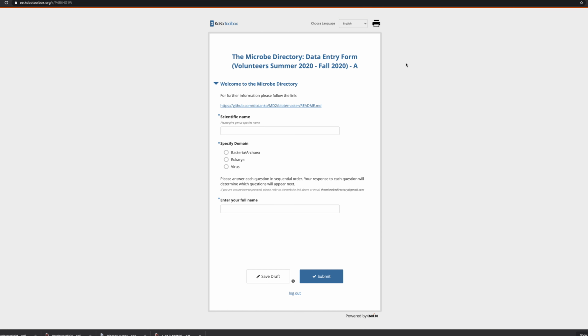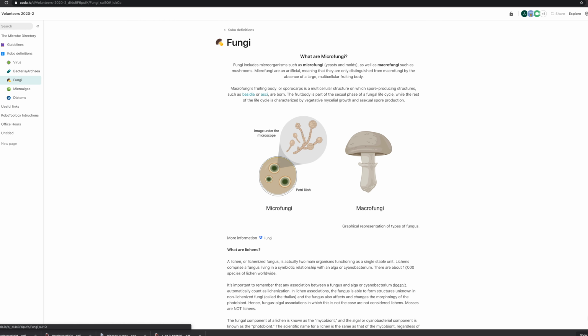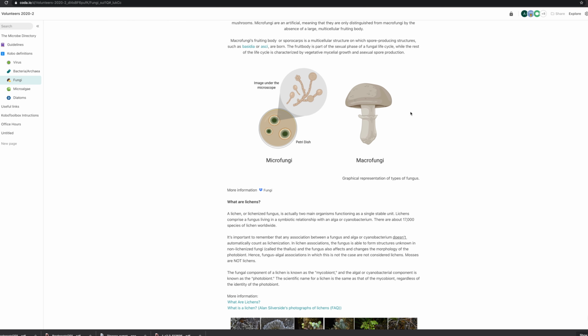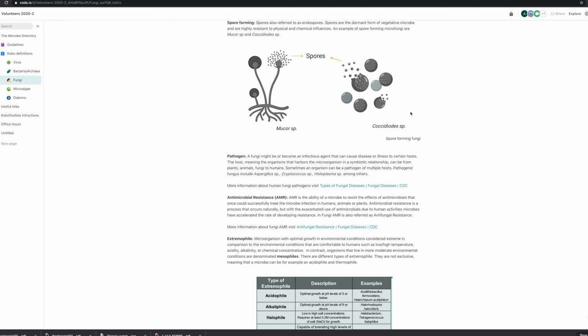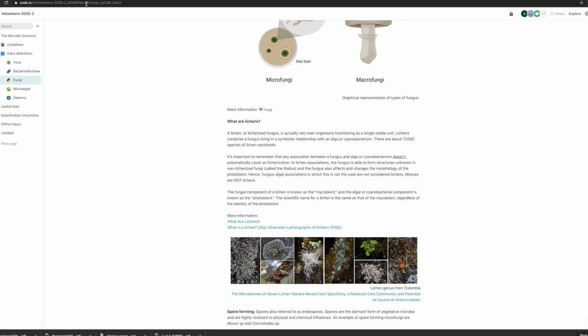So I hope this tutorial has helped you to understand a little bit more about how to annotate a fungi. There is not much information about some fungi, so it's okay if you have to select unknown for many questions in your Kobo, and just make sure that you have looked into the different useful links or the different articles, and just make sure also that you understand all the definitions for microfungi and what is a lichen, what is a spore, what does pathogen mean, and so on.